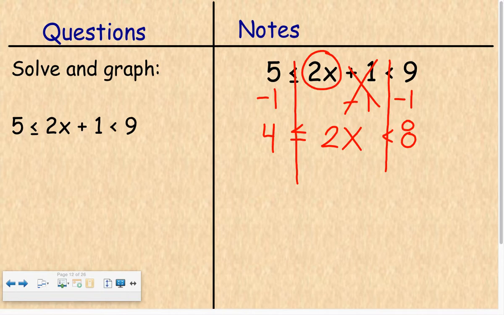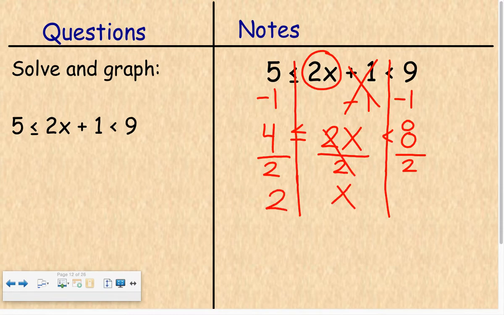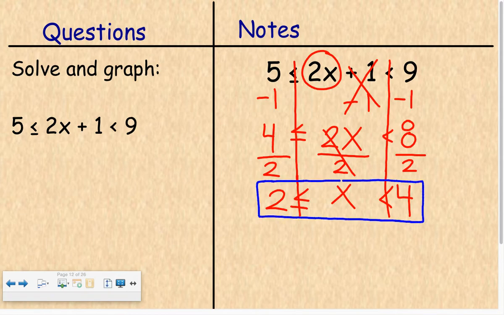And then now, I don't want that 2 there, so the opposite of 2 times x is dividing. So I'm going to divide all 3 times. Just like I minused 1 from all 3 parts, I'm going to divide by 2 on all 3 parts. So these make x, these make 2, these make 4. So this right here is my interval.